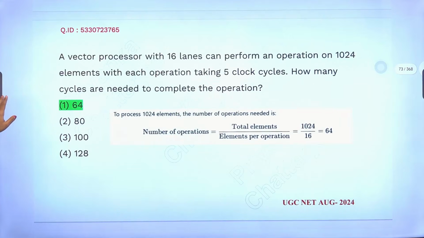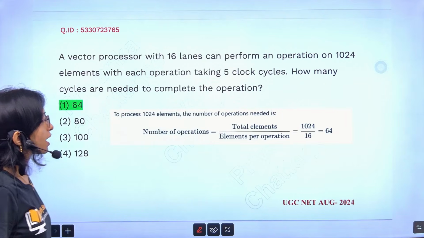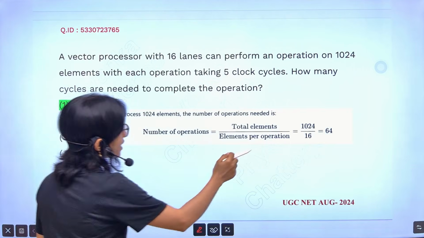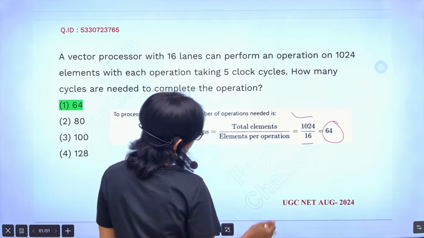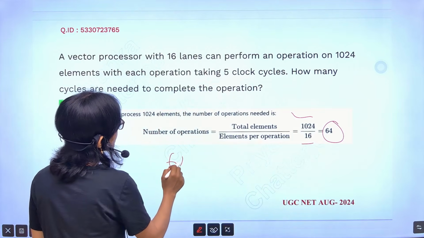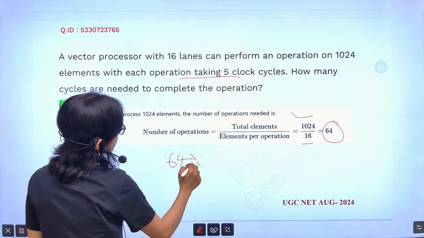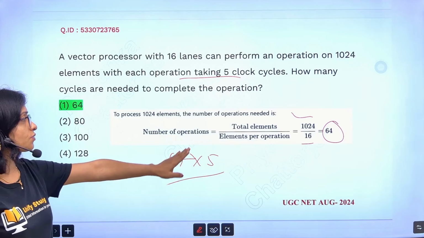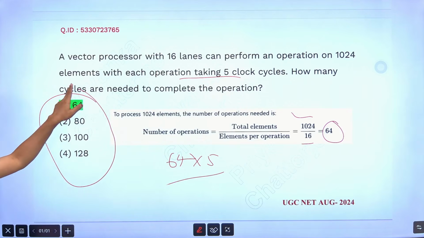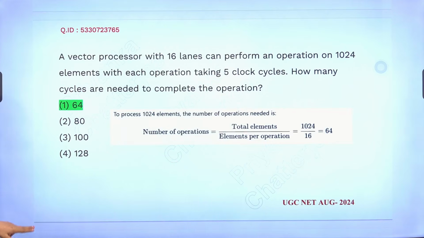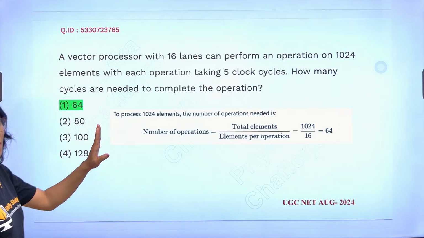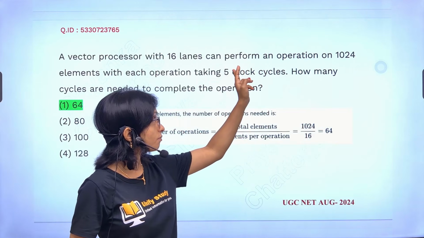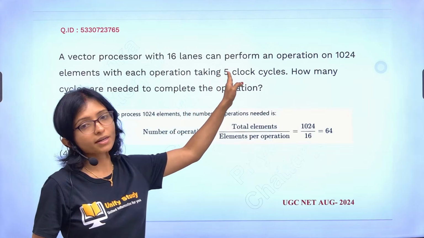Number of operations means total elements divided by elements per operation. Total elements are given here, that is 1024. So 1024 by 16, I am getting 64. 64 operations, but if it is asking cycles, then 64 multiplied by 5. That should be your cycles. But the options are not matching according to that. It is the number of operations, but always learn the correct thing. If it is asking cycles, it should be 64 multiplied by 5.